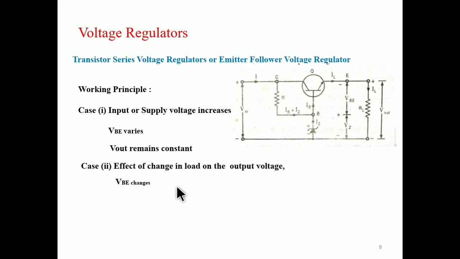Let the input voltage increase, which will cause the output voltage Vout to increase, and this increase in output voltage will result in a decrease in base emitter voltage. VZ is fixed, and there is a decrease in VBE. Okay, so there is a decrease in VBE.